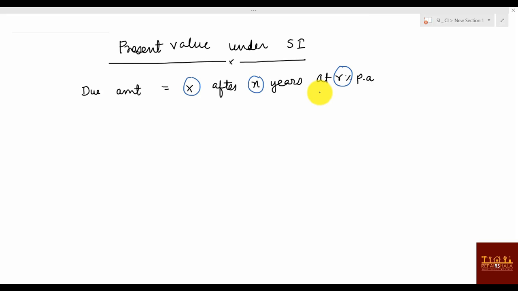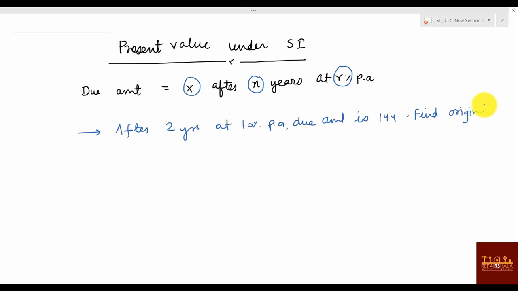Nothing, right? So suppose the question will be something like, I am writing a question: after 2 years at 10% per annum, the due amount is 144. Find the original amount.